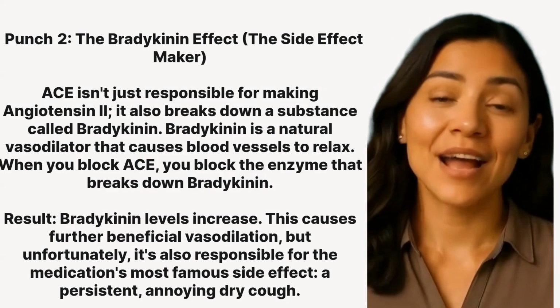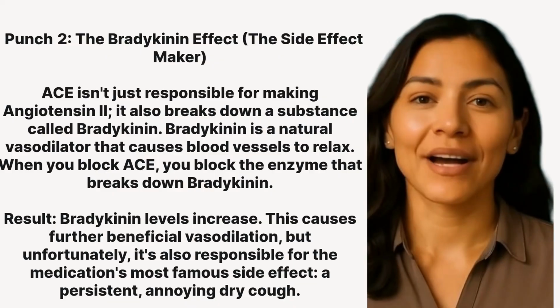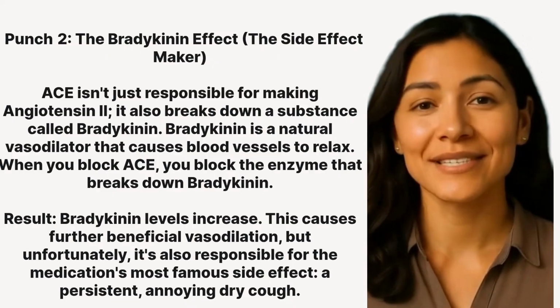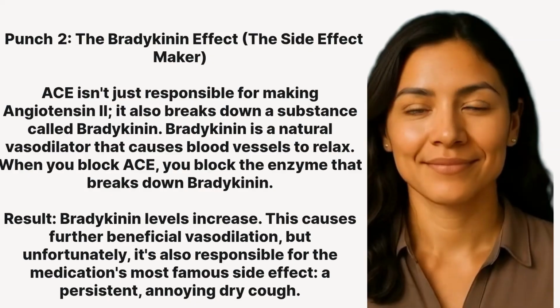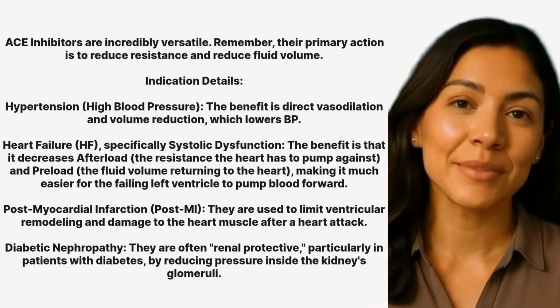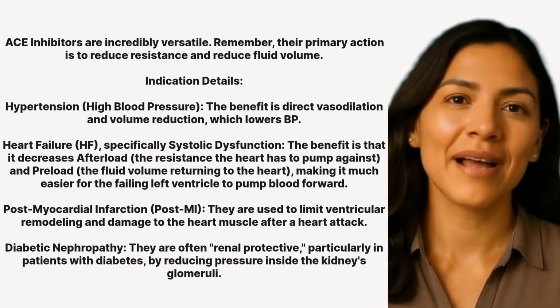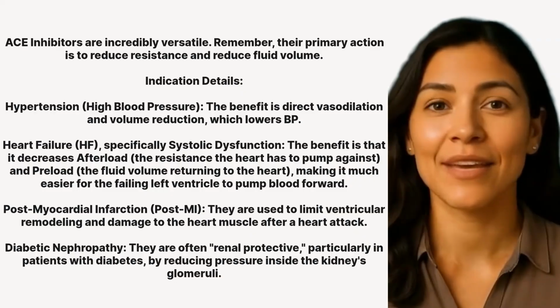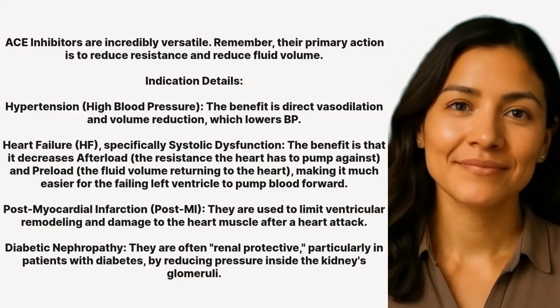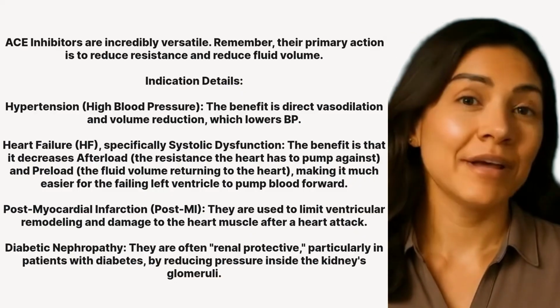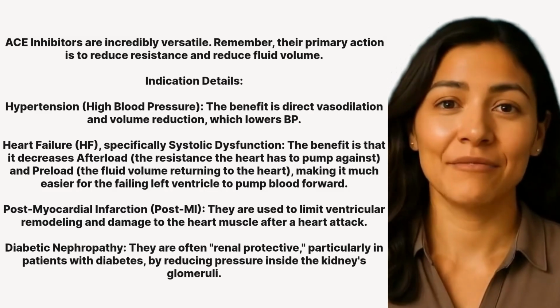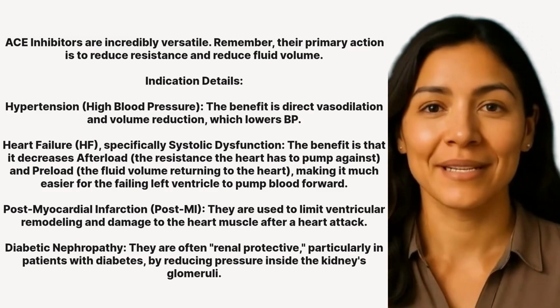Section 2. Now that we understand what ACE inhibitors are and how they work in the body, let's move to the next part of our nurse mnemonic. U for their uses. ACE inhibitors are incredibly versatile. Remember, their primary action is to reduce resistance and reduce fluid volume. Indication details. Hypertension, high blood pressure. The benefit is direct vasodilation and volume reduction, which lowers BP.